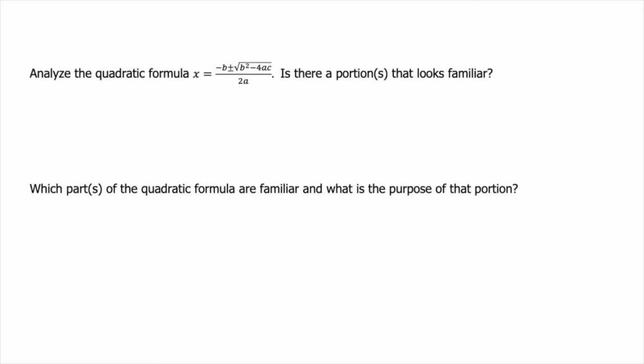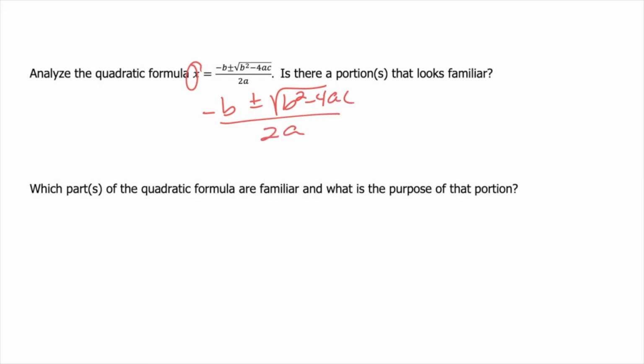The formula itself says that x, being the solution, equals negative b, or the opposite of b, plus or minus the square root of b squared minus 4ac, divided by 2a. So let's look at the formula: opposite of b plus or minus the square root of b squared minus 4ac divided by 2a.